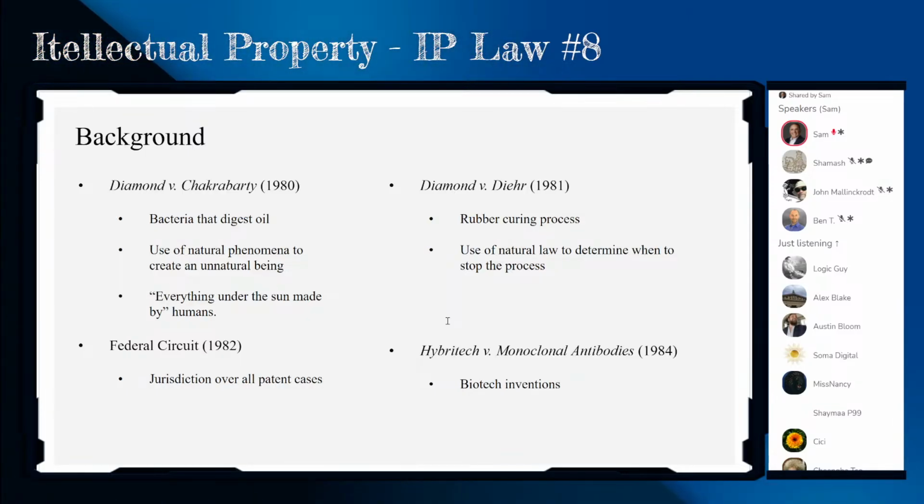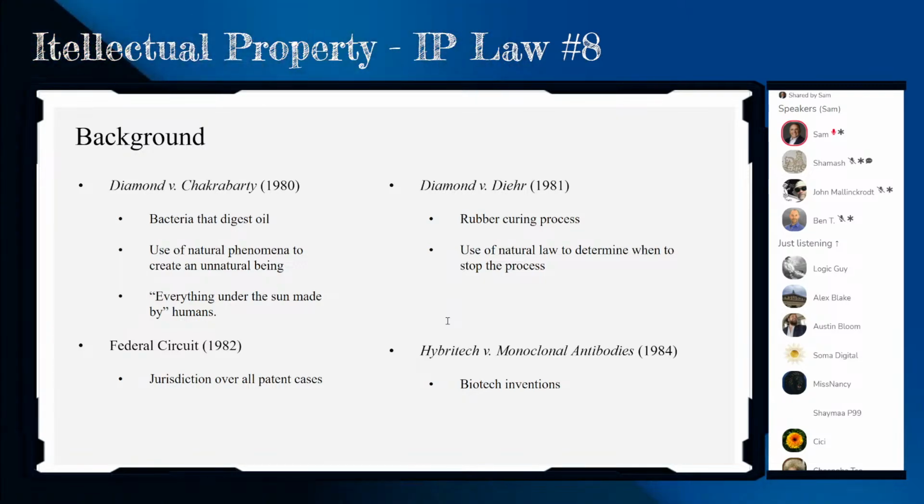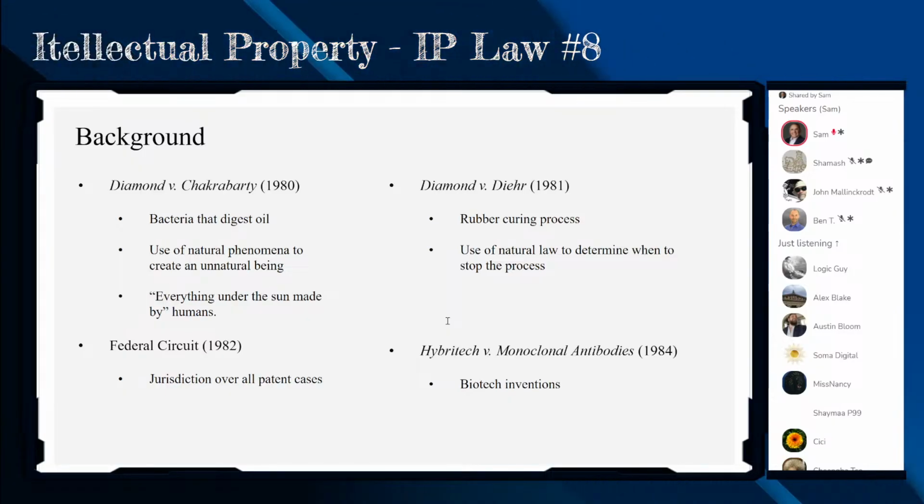So Congress, based on a lot of cajoling by Judge Rich, at the time he was the judge of the Court of Customs and Patent Appeals, CCPA, he forced Congress to create this federal circuit. So they created another regional circuit called the Federal Circuit. All patent cases get appealed to the federal circuit.